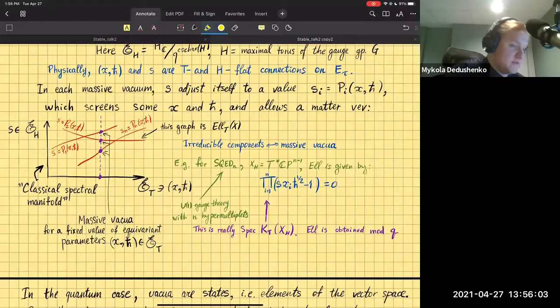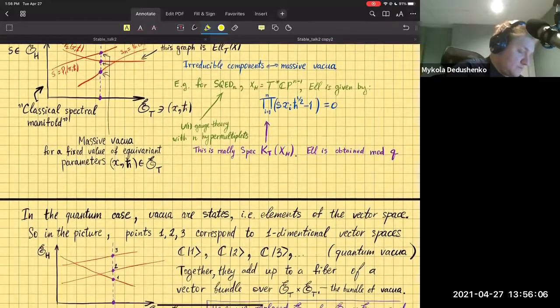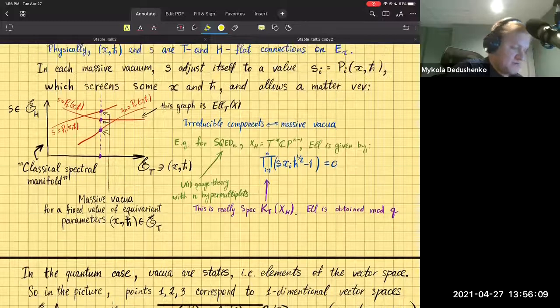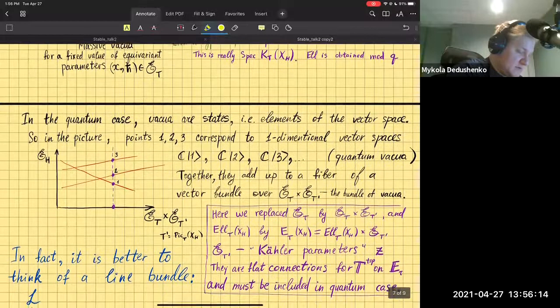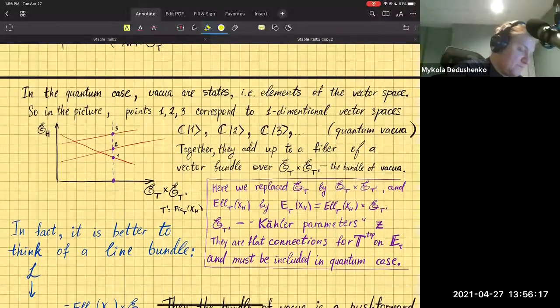Now, in the quantum case, vacua are not just some values of fields, they are states, so elements of a vector space. So in this picture, I just copied the same picture. The points 1, 2, 3 correspond to one-dimensional vector spaces, spanned by the corresponding vacua in the quantum world. And together they add up to a certain vector bundle over this base.